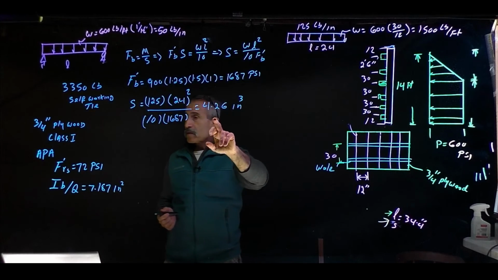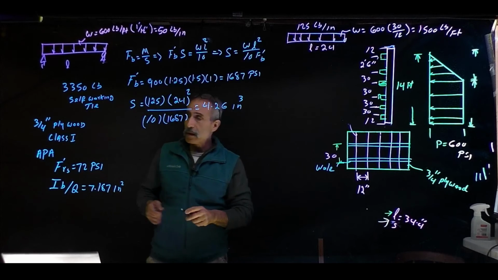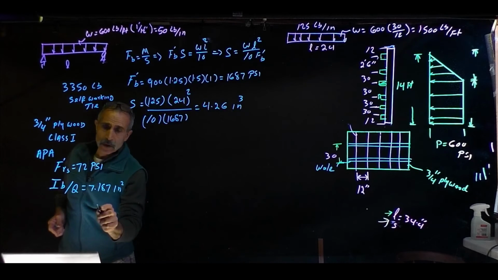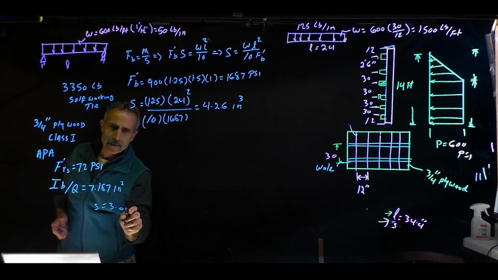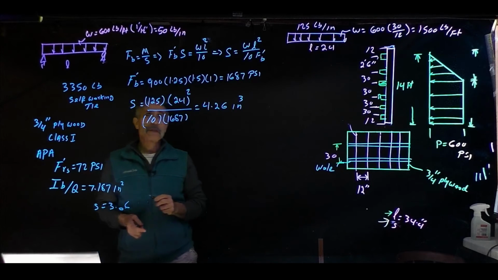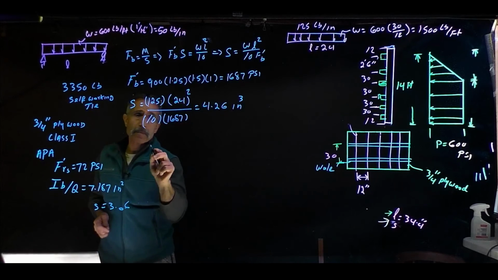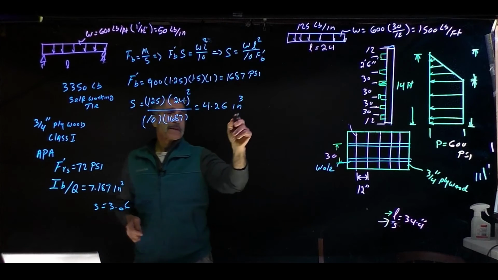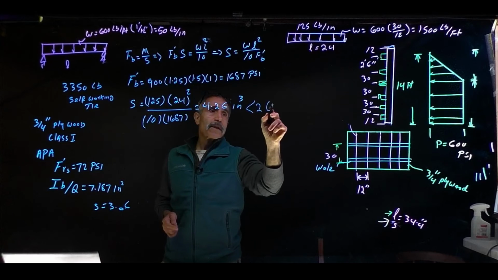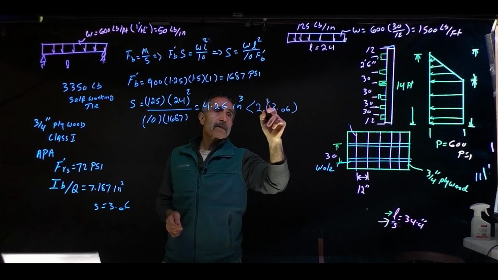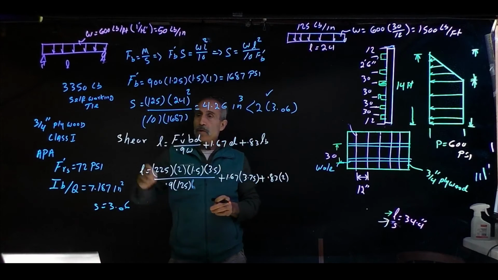Now remember, this 4.26 is bigger than 3.06, remember we said S was 3.06? It's bigger than 3.06, but we're using a double here. So really you're going to say this is less than 2 times 3.06, so it's okay. So now we're going to check for shear.